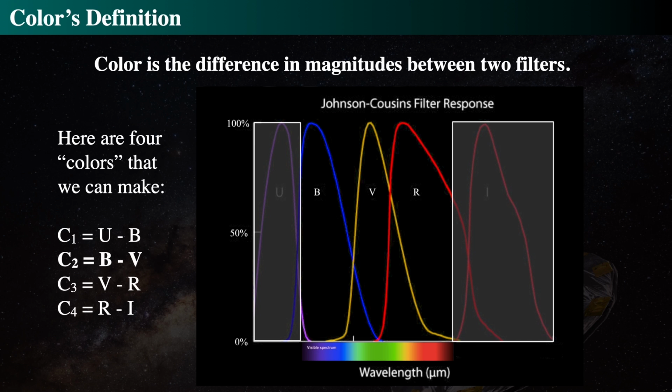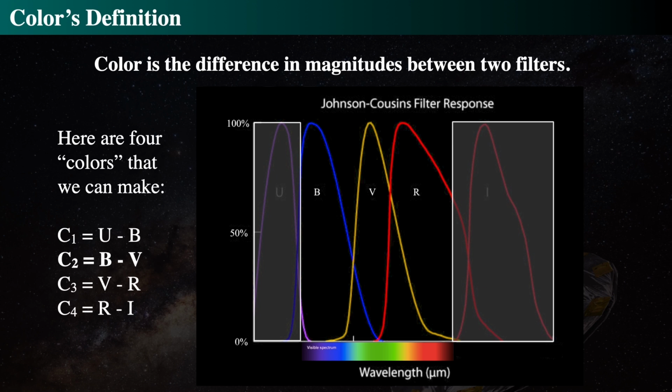And so we can make color measurements: we can take the magnitude in U minus the magnitude in B, the magnitude in B minus the magnitude in V, and the magnitude in V minus the magnitude in R. We can make any two differences, but the most standard one that you'll see everywhere is the B minus the V.